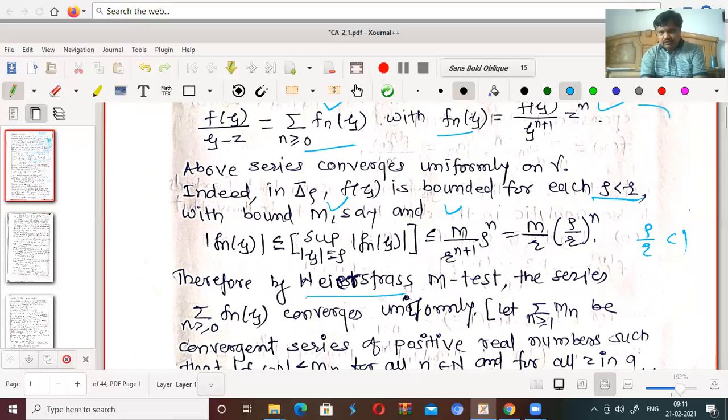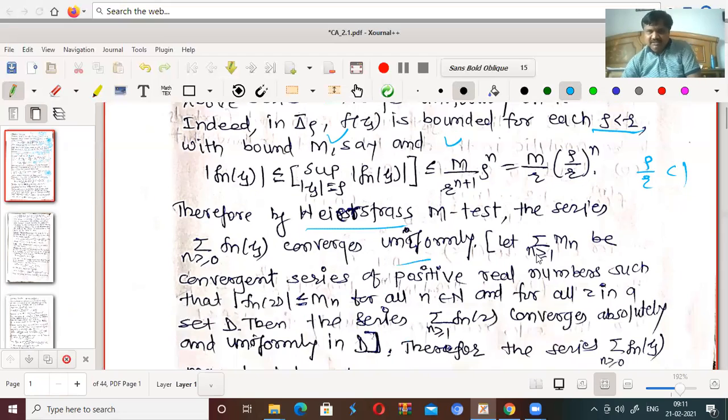This is the original disk having center and radius R. Then we have taken an inside circle having radius r, and then inside that a disk again having radius rho. So obviously rho by r is less than 1, and therefore this is less than 1, and if it is less than 1, then this converges uniformly.